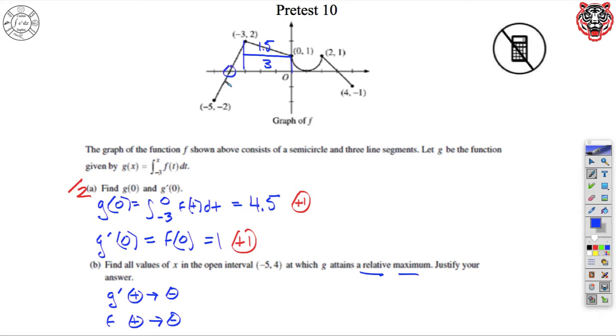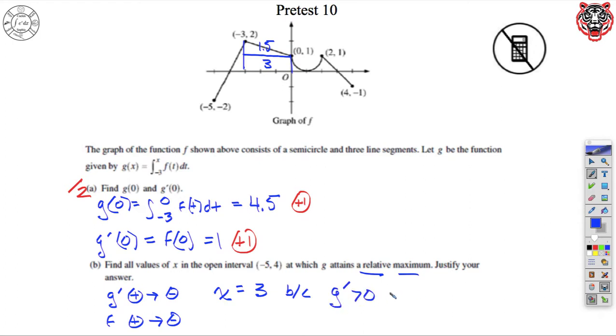At this point, it goes from a negative to a positive. So other way around, nope. This point goes from a positive to a positive, nope. This point goes from a positive to a negative, yep, that's the right one. So it's only at x equals 3, and our justification is because g prime is positive and goes to a negative.